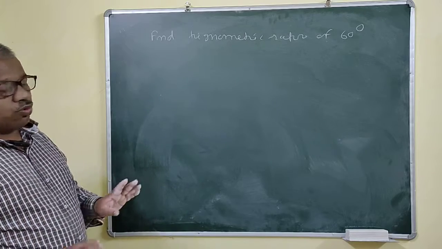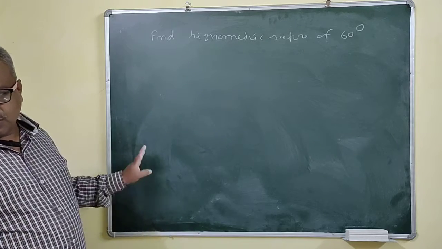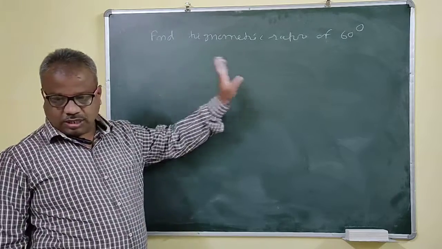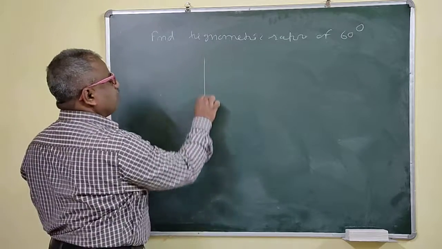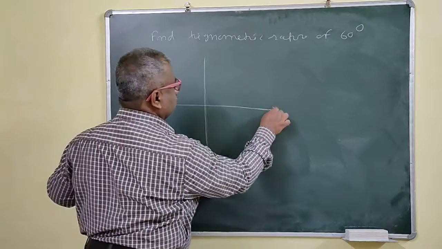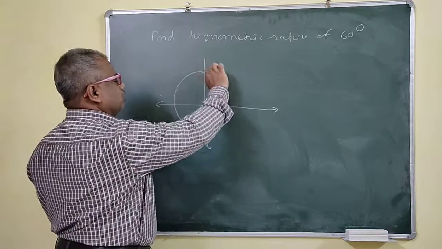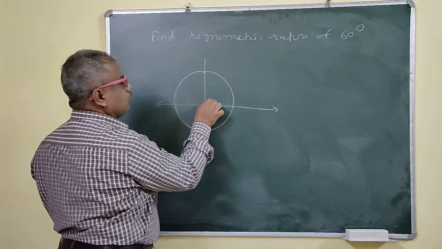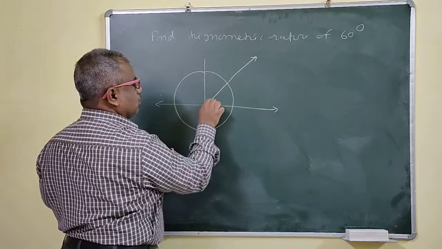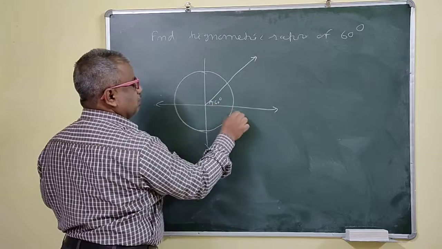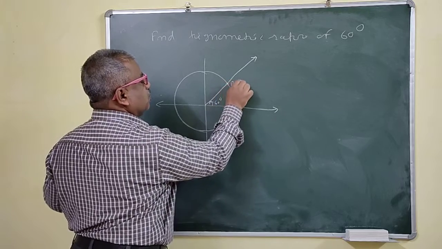Here we don't have the right angle triangle, we have only the angle. So with the help of the circle, we will find this. We will draw this, and this is the angle 60 degree. Suppose this is P, x, y.